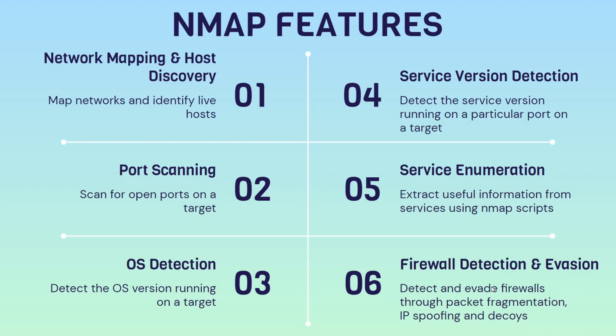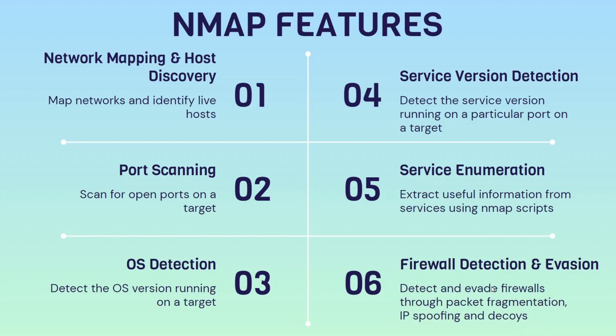And then we move on to operating system detection, which is also a very, very important feature that nmap allows you to use. And that is the ability to detect what operating system version is running on the target. And this is very useful for penetration testers, as it can help them understand what system they're dealing with beforehand. We go over to the next feature, which is service version detection. So service version detection is, again, the ability to detect the version of the service that is running on a particular port on a target.